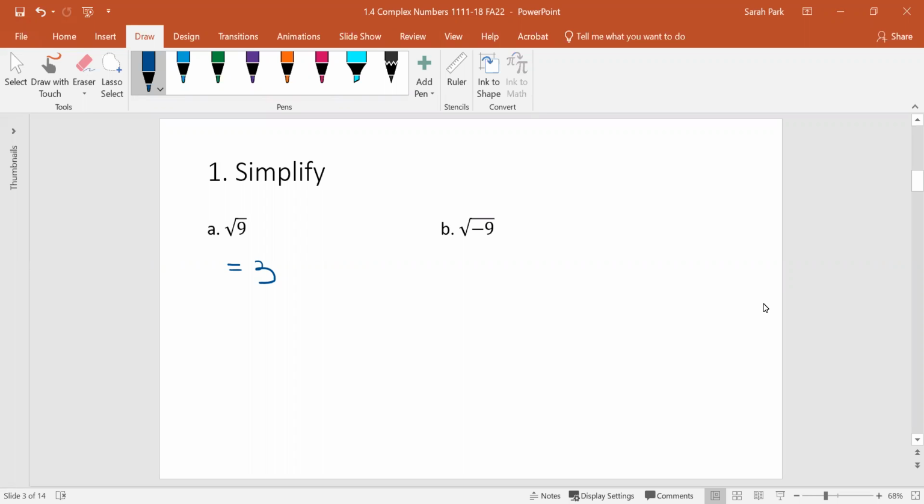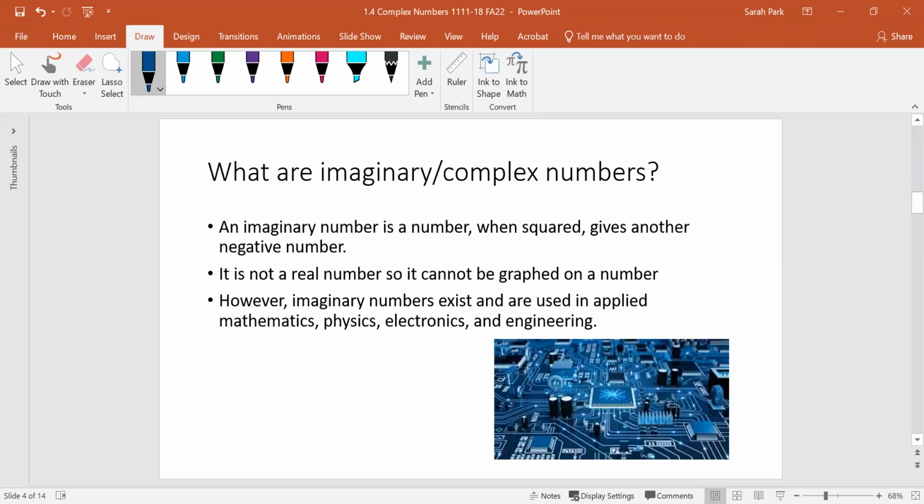So to go around that and bypass that, we rewrite this as square root of 9 times square root of -1. And what happens is the square root of 9, we know that's 3. But the square root of -1, we call that an imaginary number because it doesn't really apply in the real number world, and that becomes i. So we equate the square root of -1 as i. So let's take a look at what these i's are, otherwise known as imaginary numbers or complex numbers.